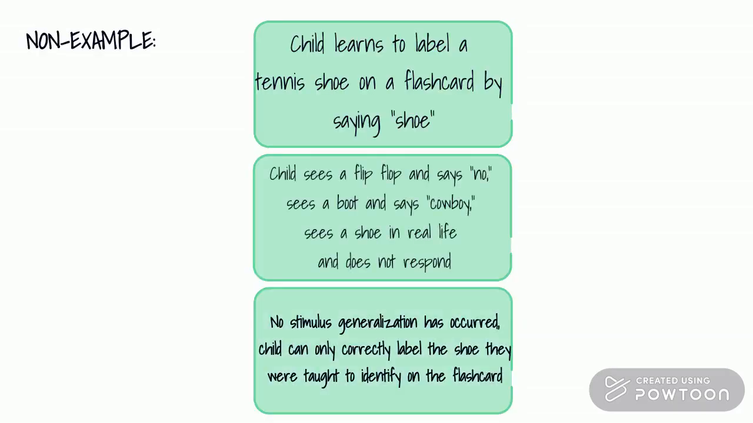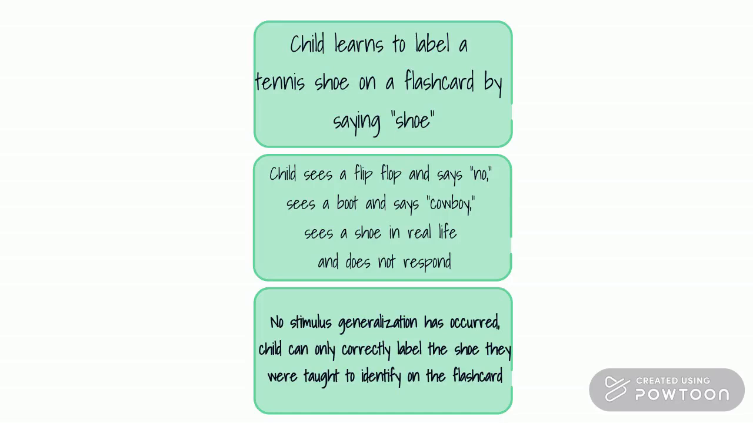A non-example of stimulus generalization is when a child learns to label a tennis shoe on a flashcard by saying shoe, then a child sees a flip-flop and says no, sees a boot and says cowboy, sees a shoe in real life and does not respond. No stimulus generalization has occurred because the child can only correctly label the specific shoe they were taught to identify on the flashcard.